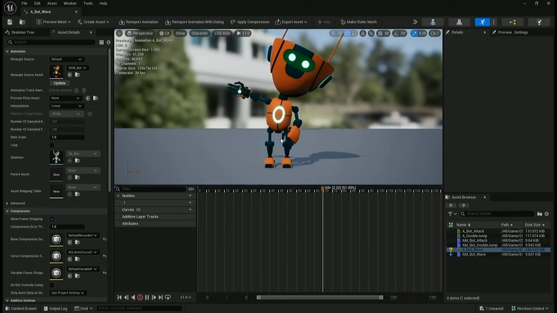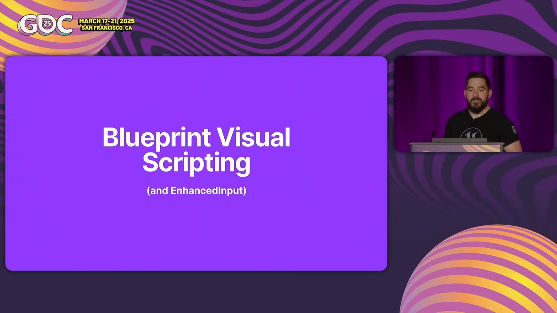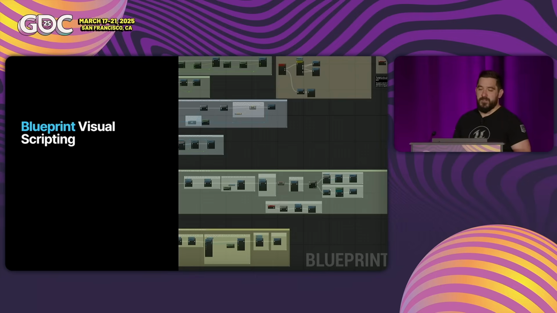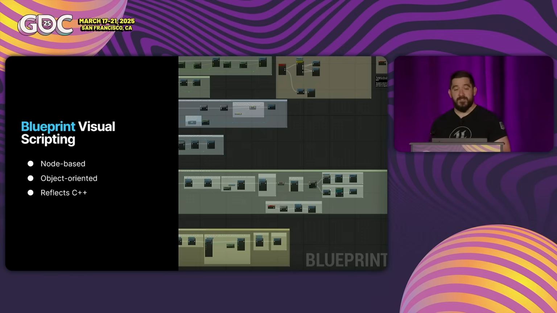So now we need to do something with this animation, and for that we're gonna use Blueprint visual scripting and enhanced input so that we can actually trigger something when we input. Blueprint visual scripting, for those not familiar, is Unreal Engine's built-in system that combines a gameplay scripting system based on a concept of using a node-based interface to create gameplay elements within the editor. As with many common scripting languages, it is used to define object-oriented classes or objects in the engine, and it fully reflects from C++.